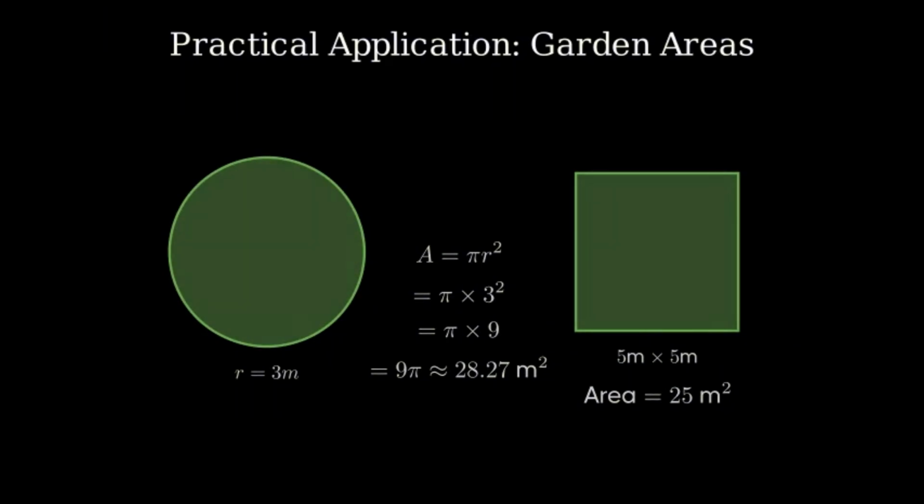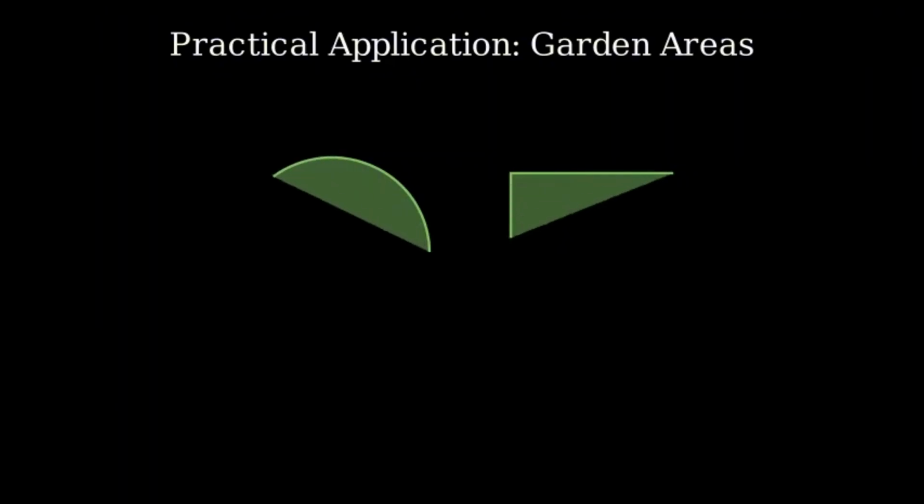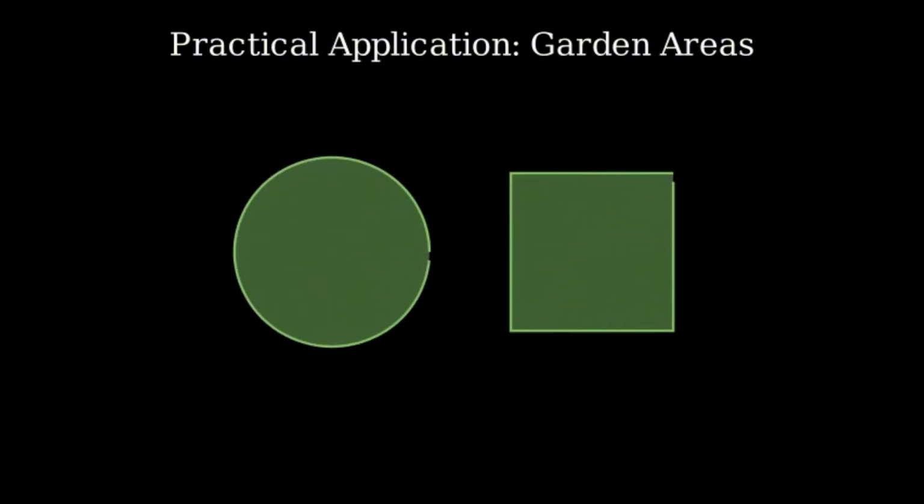For a clearer comparison of these two garden designs, let's rearrange them side by side. Here we have both gardens placed side by side with their actual proportions maintained. Although the visual representations are scaled down, they accurately show the relative sizes. The circular garden with its 3-meter radius provides approximately 28.27 square meters of planting space. This is the power of the pi r squared formula in action. Meanwhile, the 5 by 5 meter square garden offers exactly 25 square meters of area.